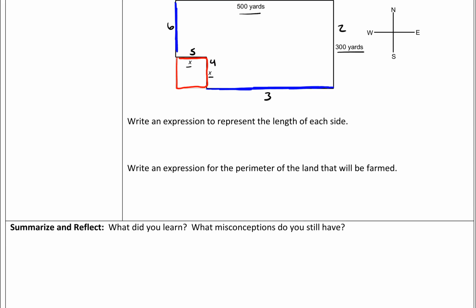And finally, make sure you summarize and reflect. Tell me what you learned. What things are you still struggling with so that we can go over those in class.